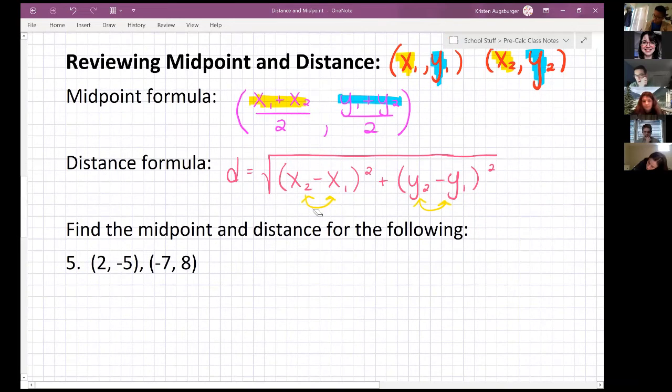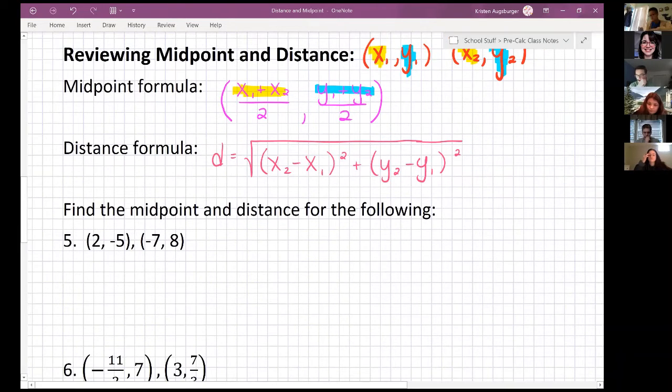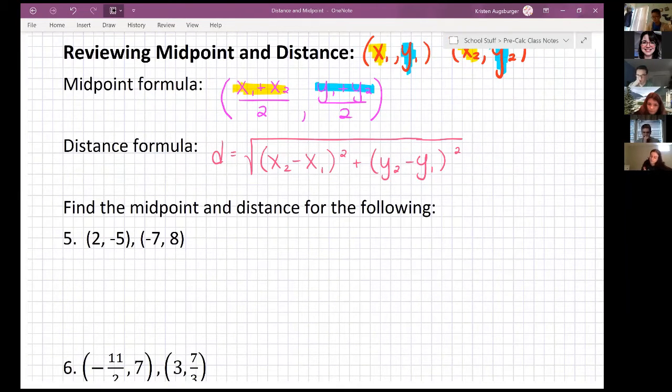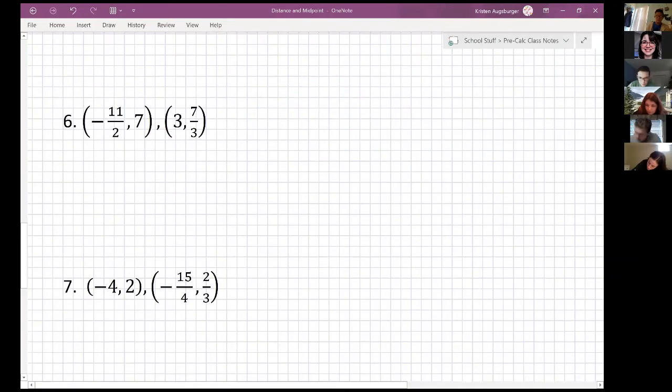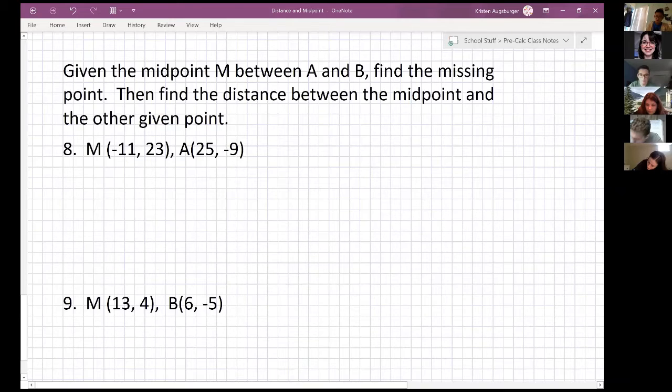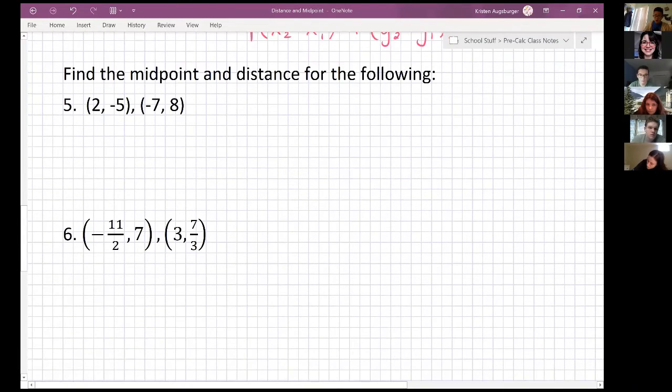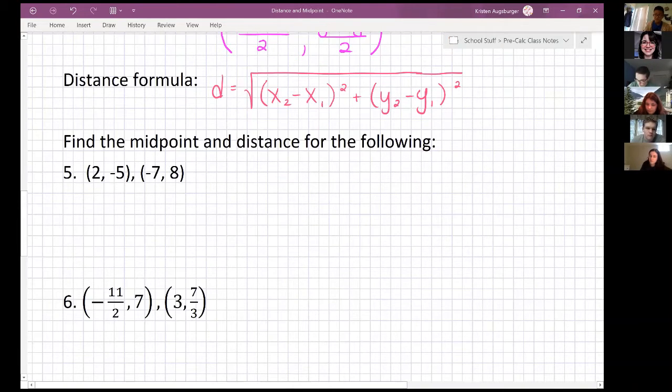All right, so we're going to use those formulas to find the distance and midpoint between a couple of specific points. So go ahead and write down problem number 5. Hang on one second. We're only going to have a total of 10 problems here today. Making great time.